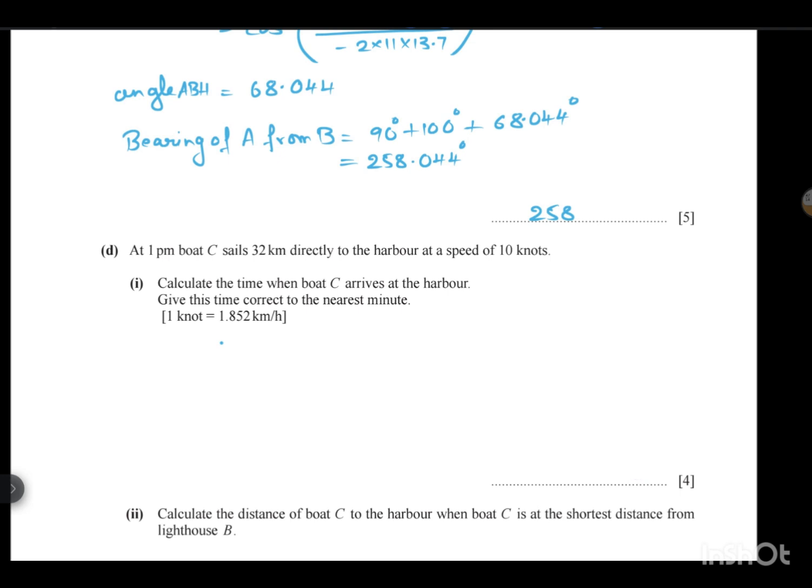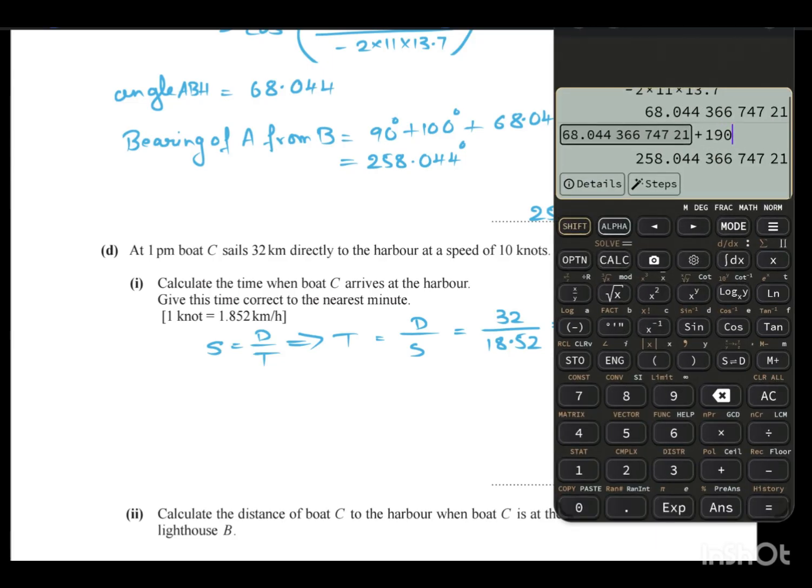So here we know the speed and we know the distance. So speed is equal to distance by time. To find out time, you get distance by speed. So you can use this distance, that is 32 kilometers, and the speed is 10 knots, but knots we can't use here, we have to use kilometers per hour, which is given here as 1.852 for 1 knot. So 10 knots will be, just move the decimal one place to the right because you can do that when multiplying by 10. So 18.52.